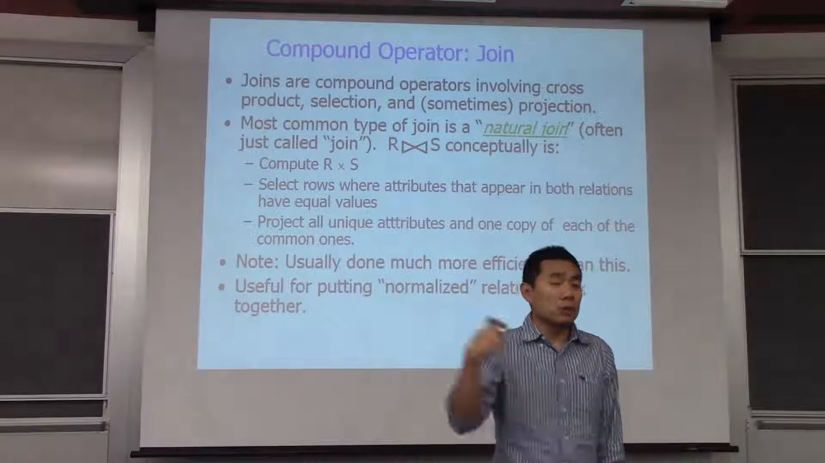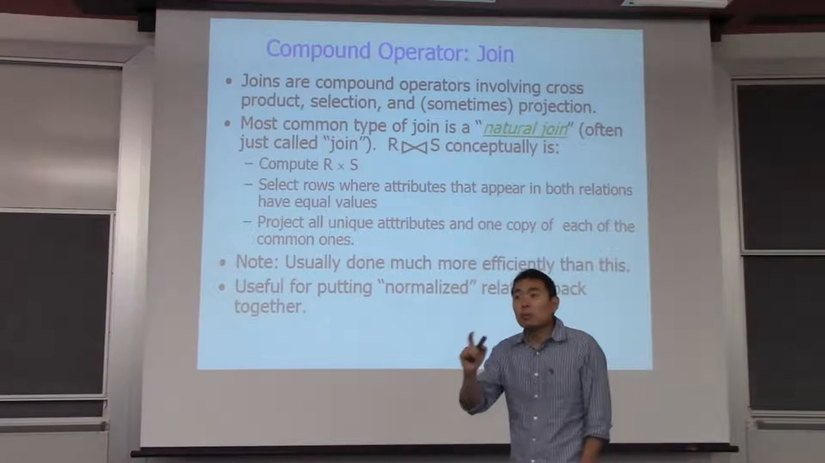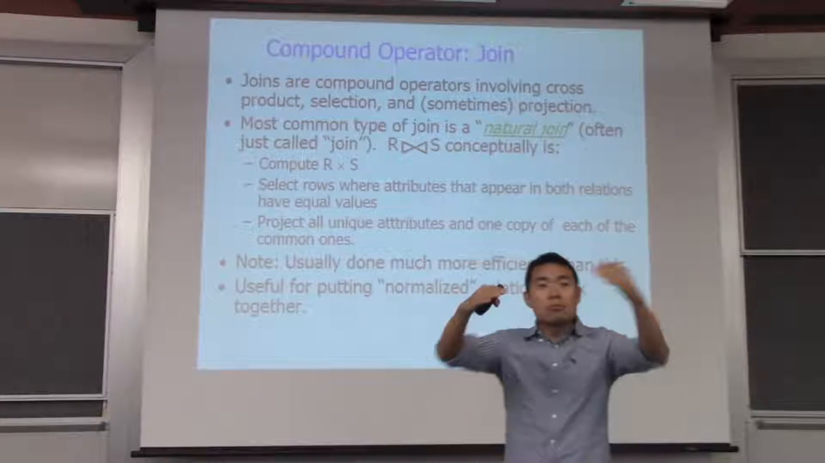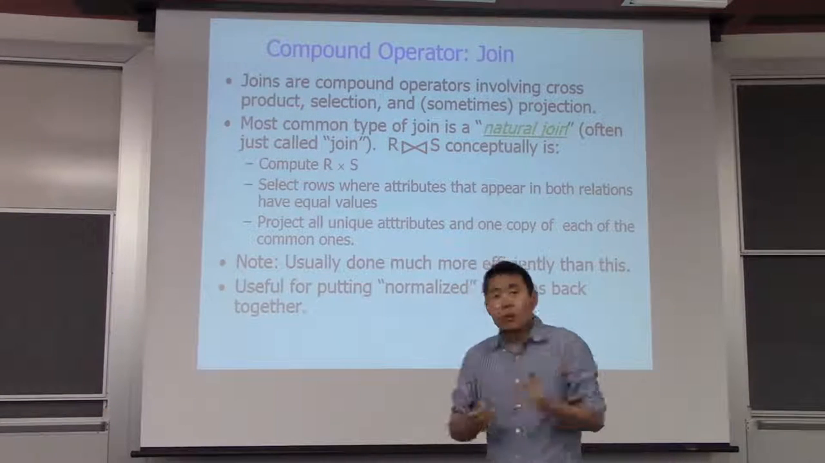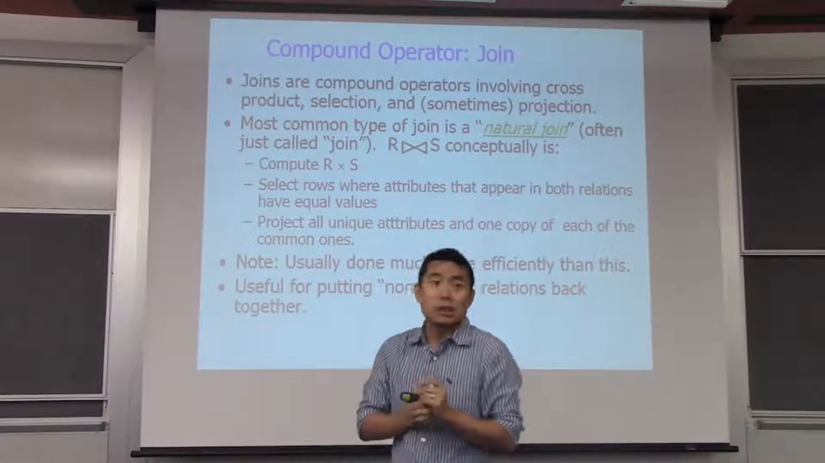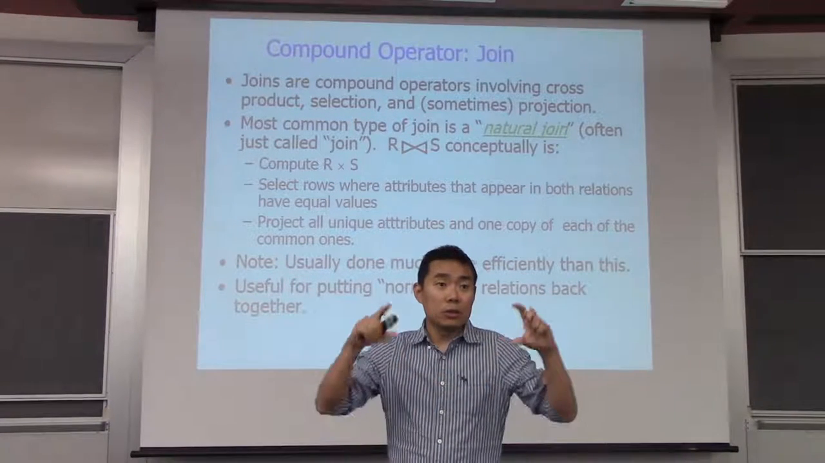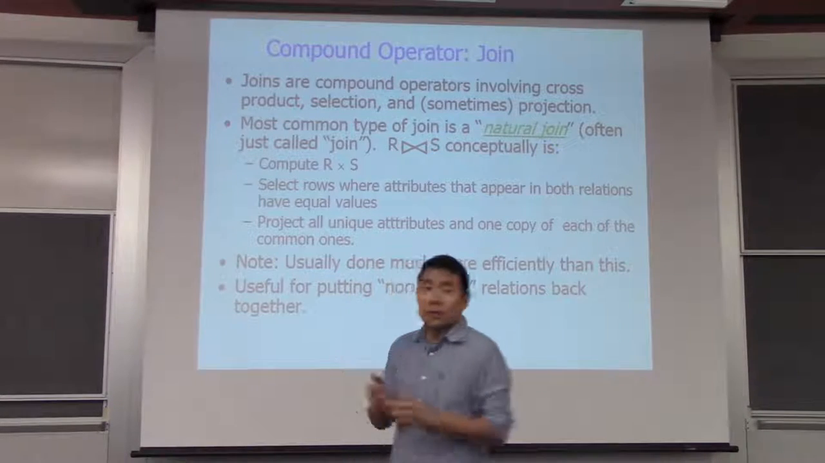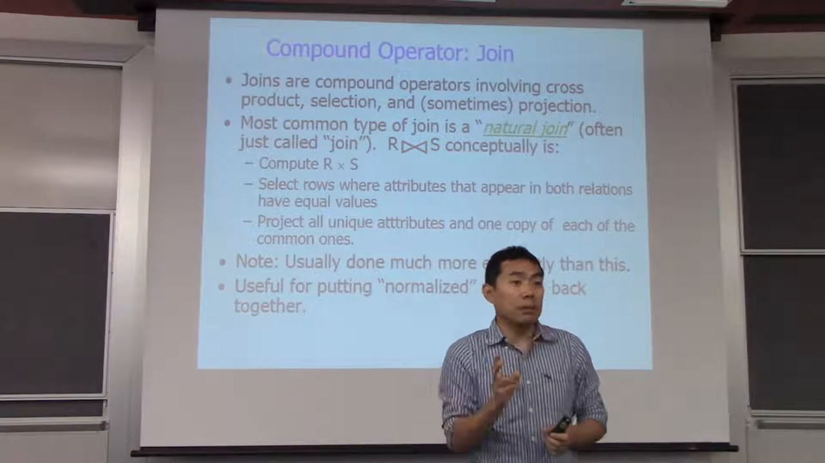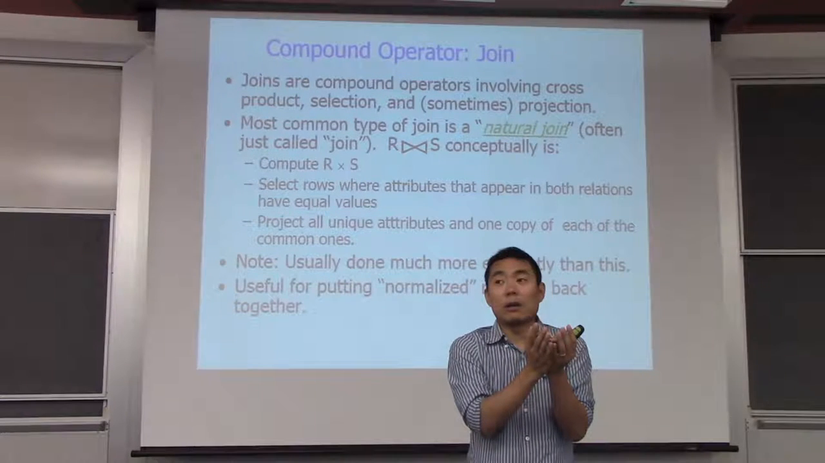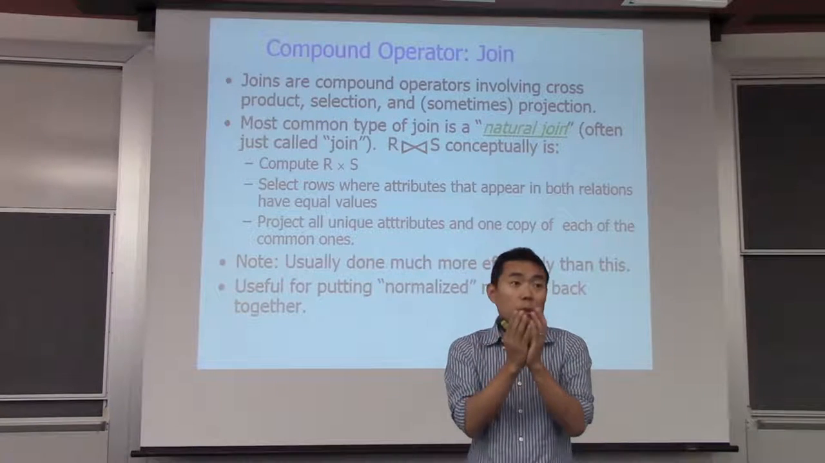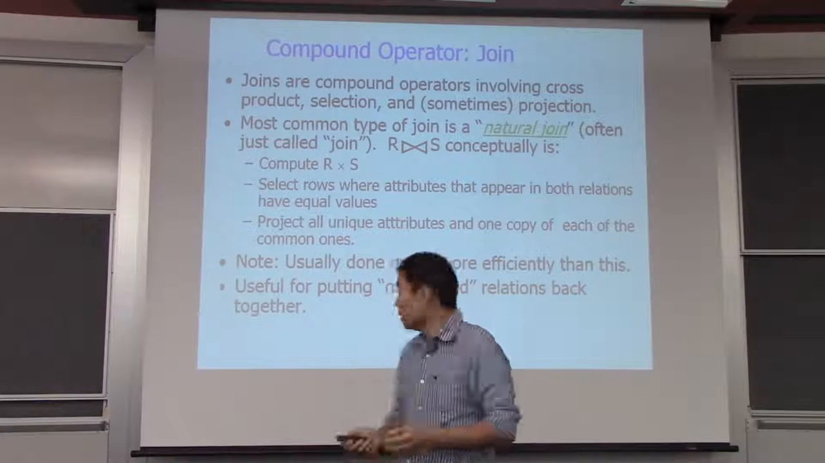The semantic meaning of natural join is described right here. Conceptually, you do a cross product first, R cross S, and then among the rows in the cross product, you look for those rows whose attributes have the same values on all common attribute columns. You keep those rows, and the last step is you project out all the attributes, except for the common attributes, of which you project only one copy. Why? Because they're supposed to have equal values anyway. There's no point in keeping two copies of the same value. That's why in the final projection, you keep only one copy of those common attributes from the two tables.